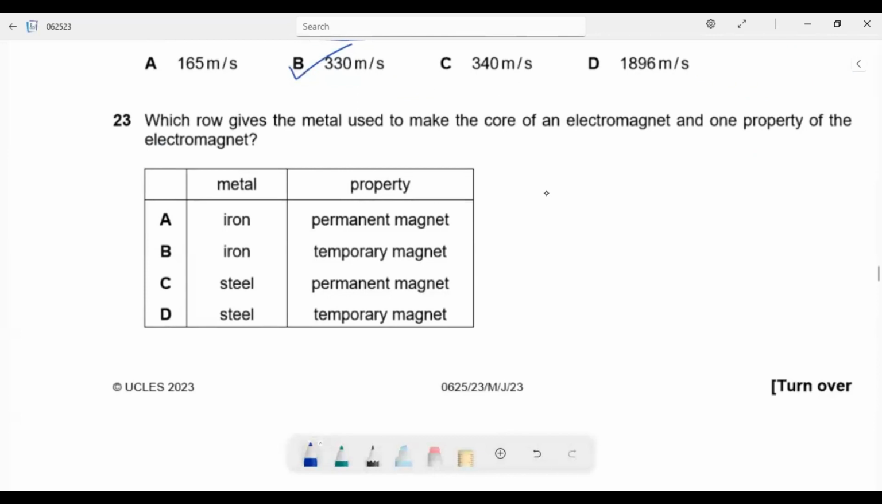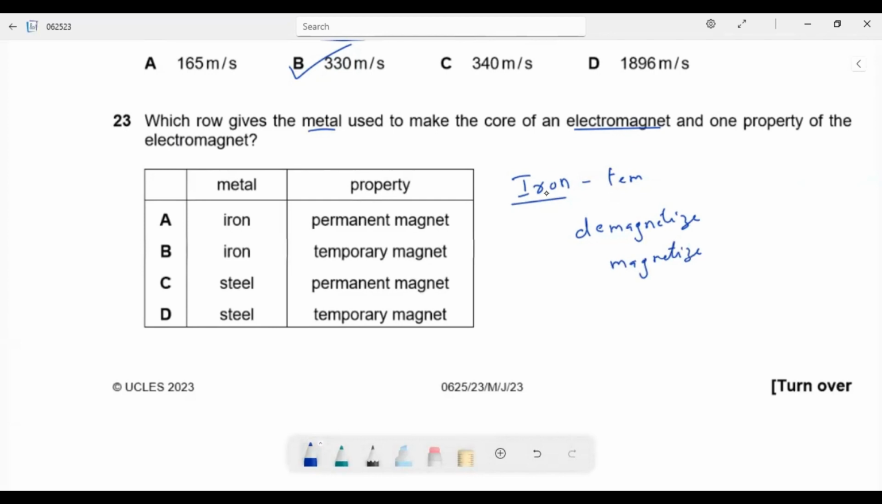Which row gives the metal used to make the core of an electromagnet and one property of an electromagnet? Here, always iron is preferred. Why? Because for making temporary magnets, iron is preferred due to its responsiveness to magnetization and demagnetization. We can easily demagnetize and magnetize iron. The changeover is easy in the case of iron.